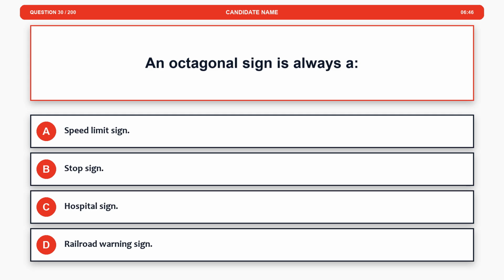Question 30. An octagonal sign is always: Option A. Speed limit sign. Option B. Stop sign. Option C. Hospital sign. Option D. Railroad warning sign.